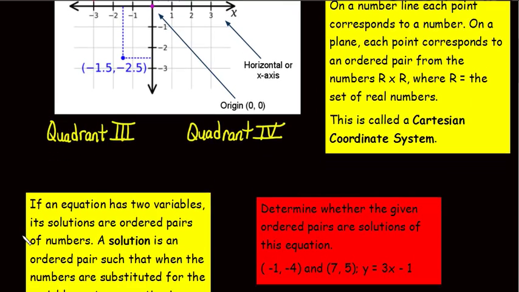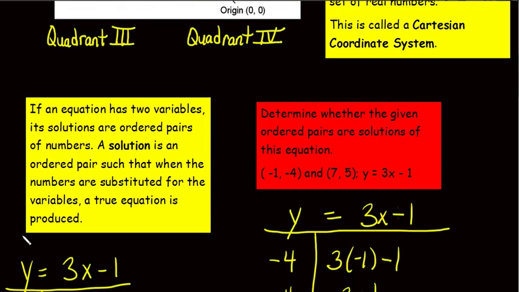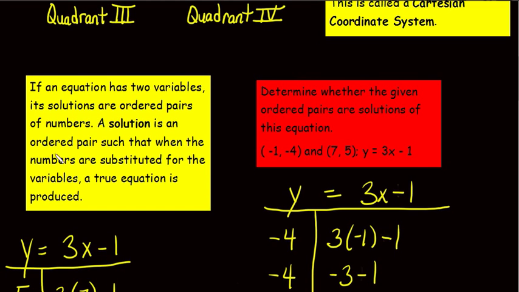Now, we may be asked to graph equations. So this is how it's going to go. If an equation has two variables, its solutions are ordered pairs of numbers. That means we need a solution for the x and something for the y, where they need to go with each other. A solution is an ordered pair such that when the numbers are substituted for the variables, a true equation is produced.